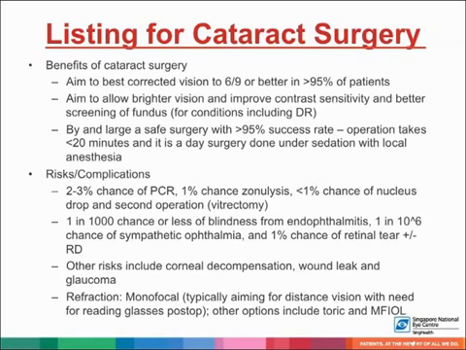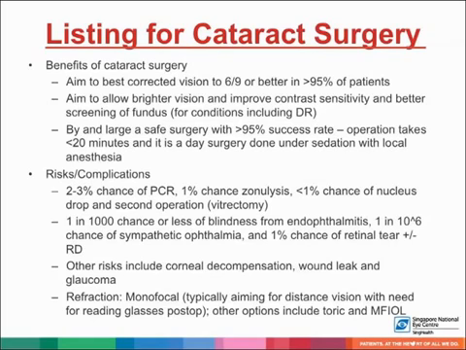By and large, it's a safe surgery, with a greater than 95% success rate. There are some complications which we will discuss soon. An operation typically takes less than 20 minutes. It's a day surgery done under sedation with local anesthesia. There is a 2 to 3% chance of PCR, or posterior capsular rupture, which usually in good hands may be handled quite well with good visual rehabilitation in most circumstances.